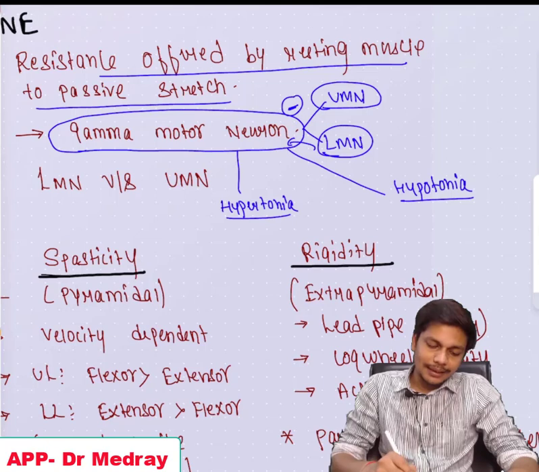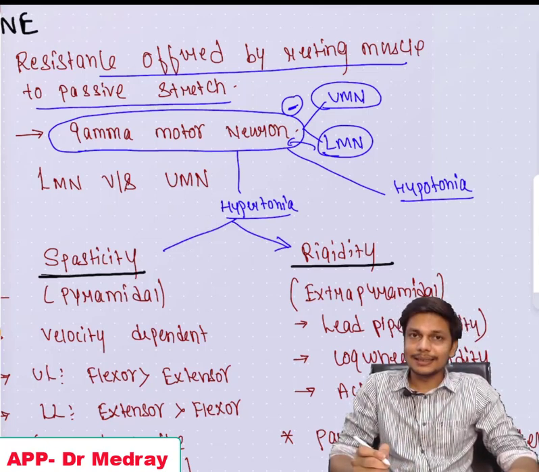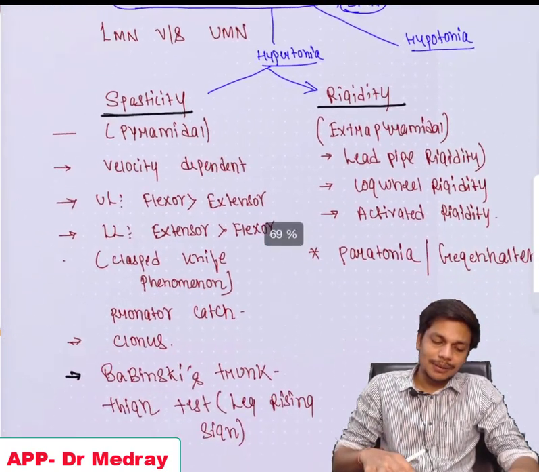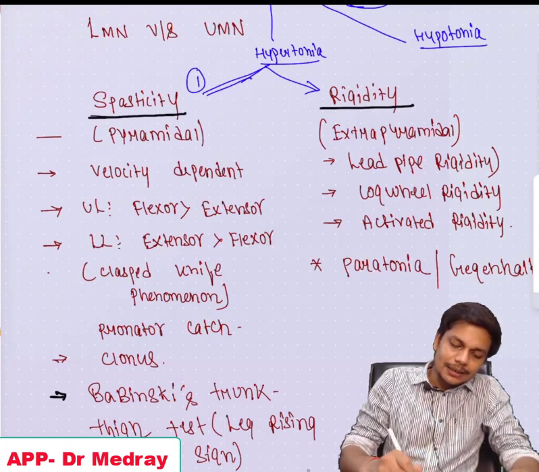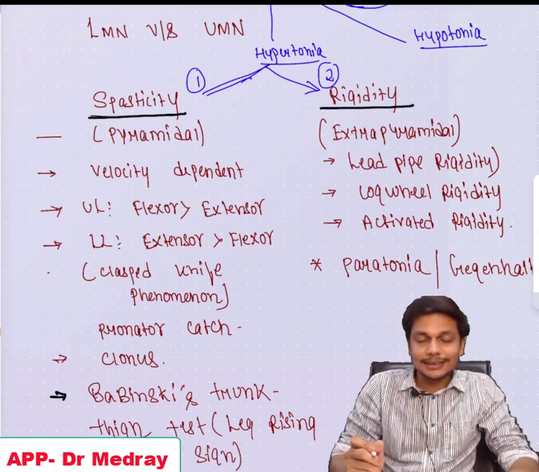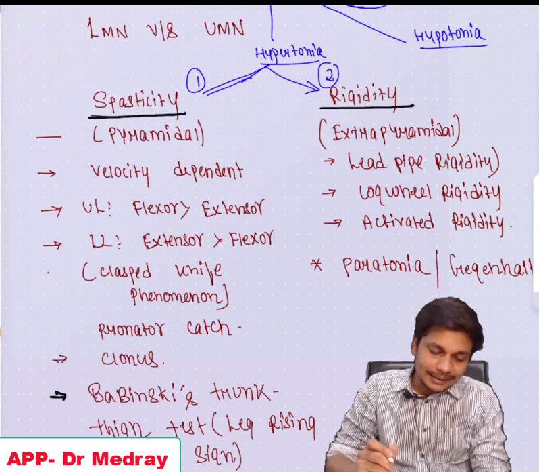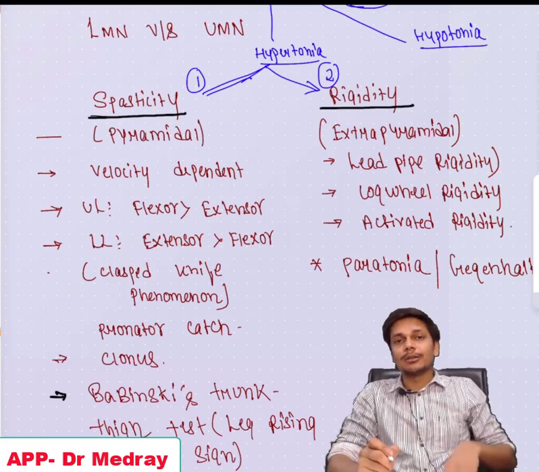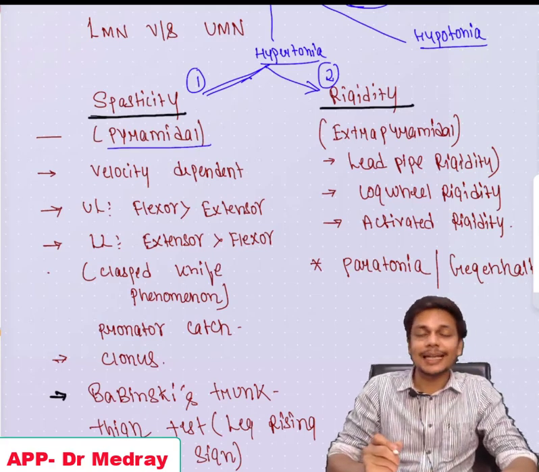So in hypertonia, the patient can have either spasticity or rigidity. This is important: hypertonia has two forms. The first one is spasticity and the second one is rigidity. So what happens in spasticity? Spasticity occurs because of pyramidal tract lesion, that is the corticospinal tract lesion.